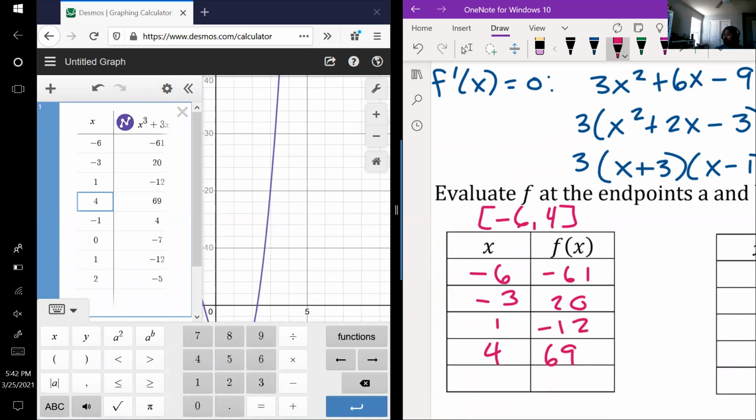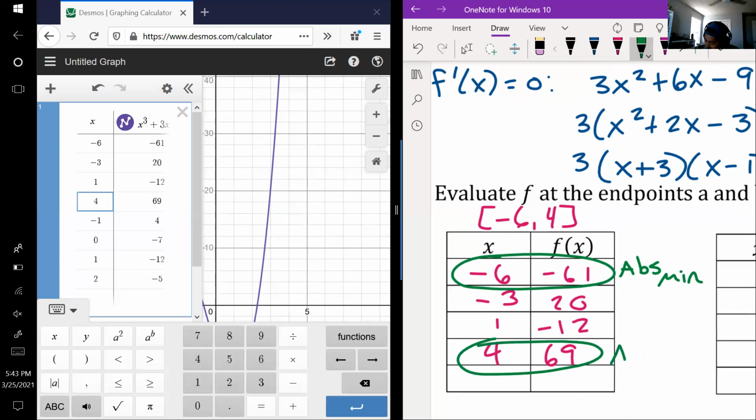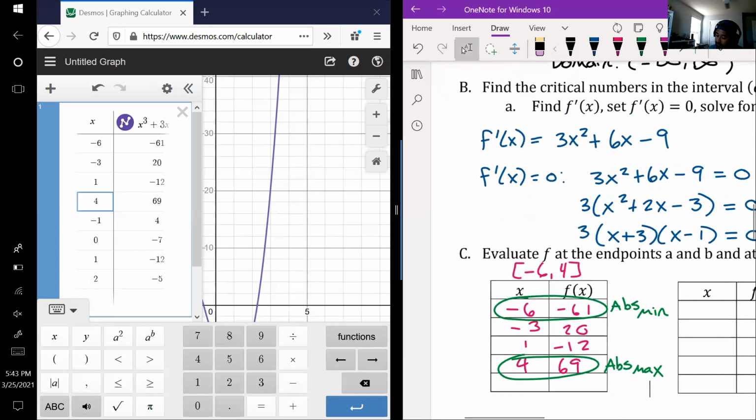Okay, now look at the y values. Which one is the smallest y value? -61. This means that this will be my absolute minimum. Then look for the largest y value. What is that? 69. That means that this is my absolute max. That's all we have to do.